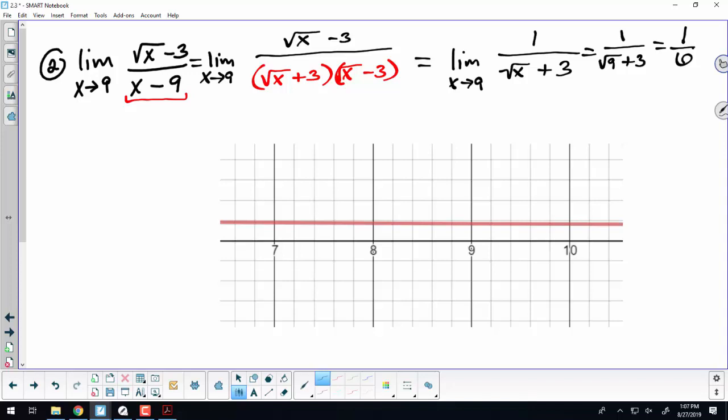So on this graph, which we see just a portion of, what's happening? What does that limit tell us? There's a hole at 9, 1/6. X is approaching 9, so there's a hole at this x value. 1/6 is our y value. That's 1 over 6.